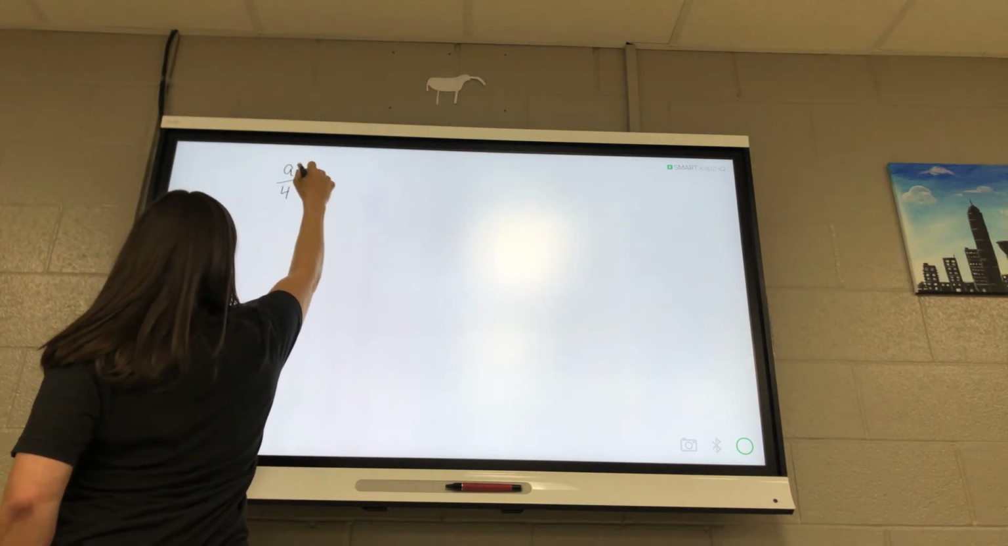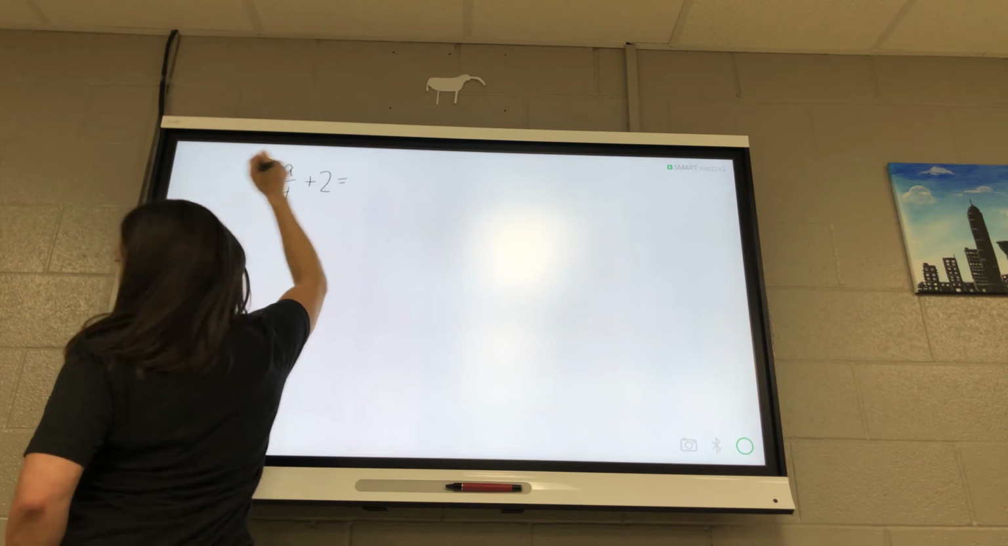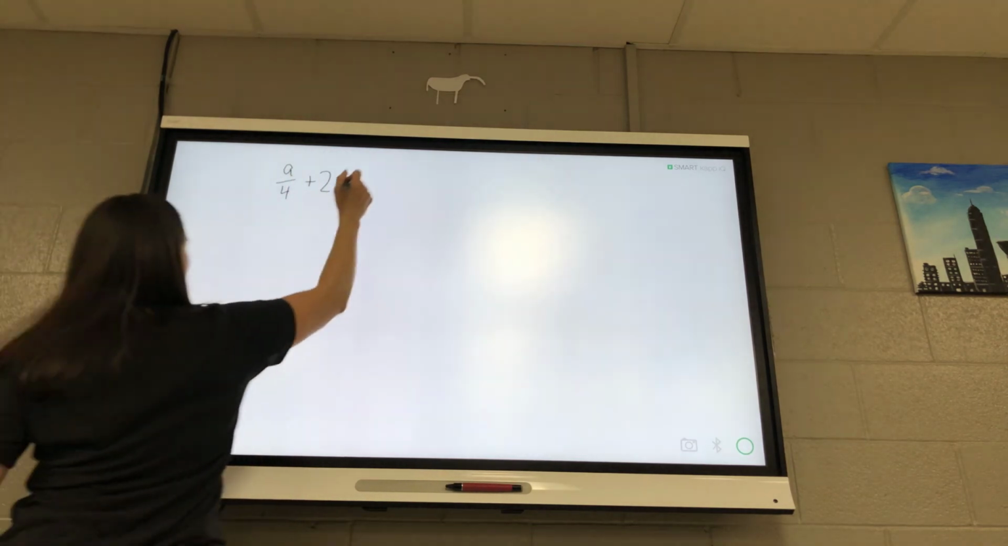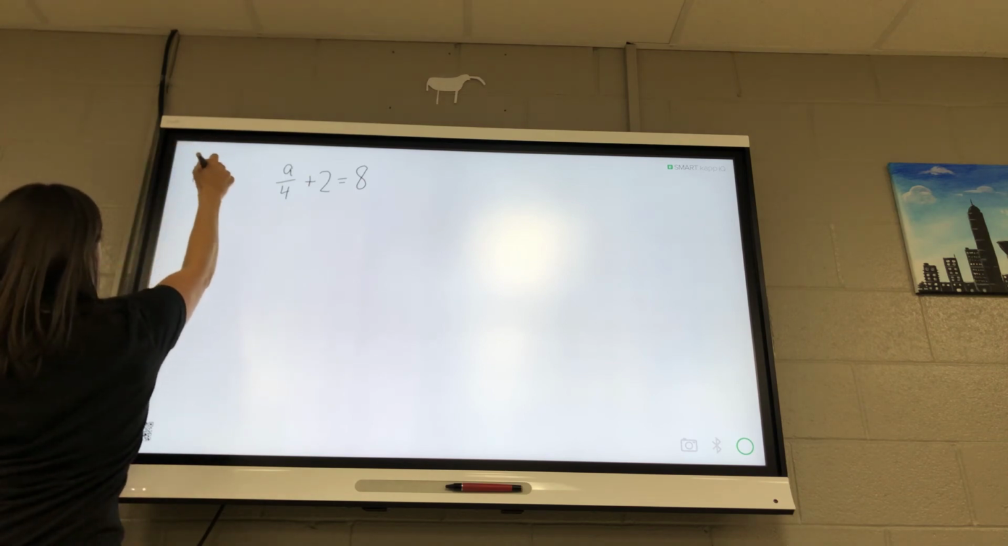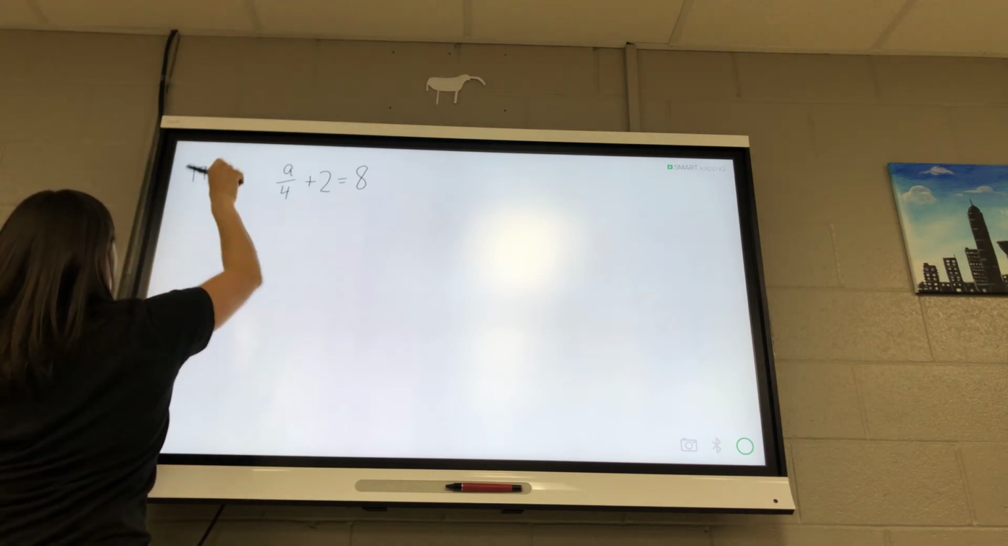I can't solve for x, but I can solve for a over 4 plus 2 equals 8. Now all the kids are gonna make fun of us because we're learning basic stuff. It's okay, it's Boone's fault. Well, this whole chapter has been easy though. Super easy, which is fantastic because it's one of our hard ones.